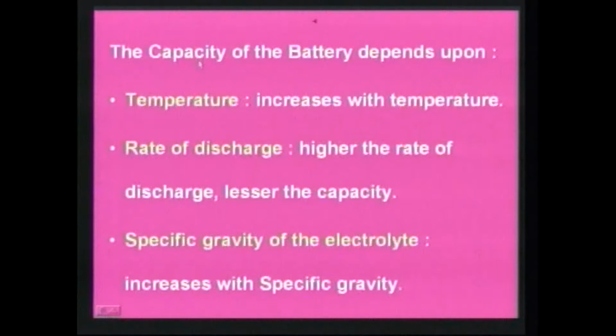The capacity of the battery depends upon the temperature, the rate of discharge and the specific gravity of the electrolyte. The capacity of the battery increases with temperature. The higher the rate of discharge, the lesser is the capacity of the battery. Also, the capacity of the battery increases with specific gravity.